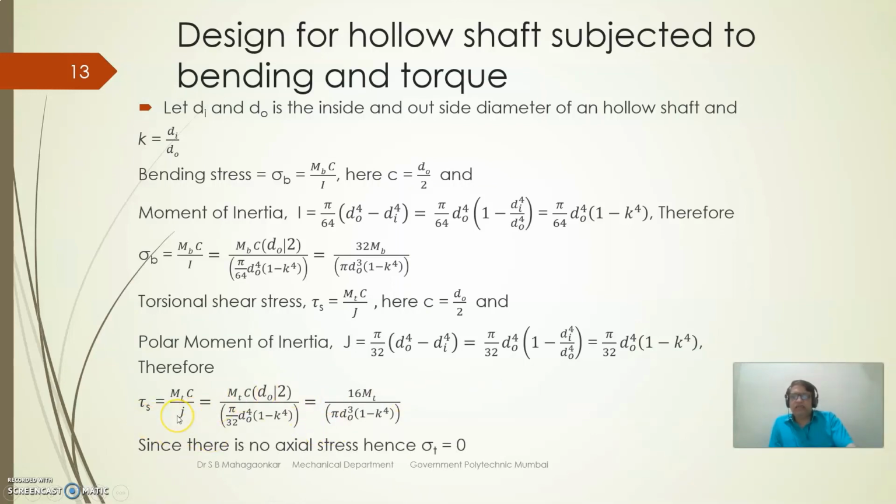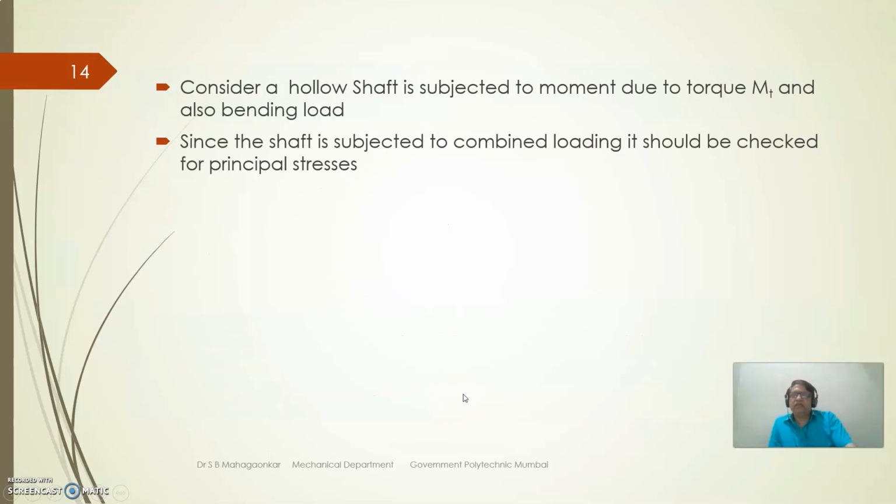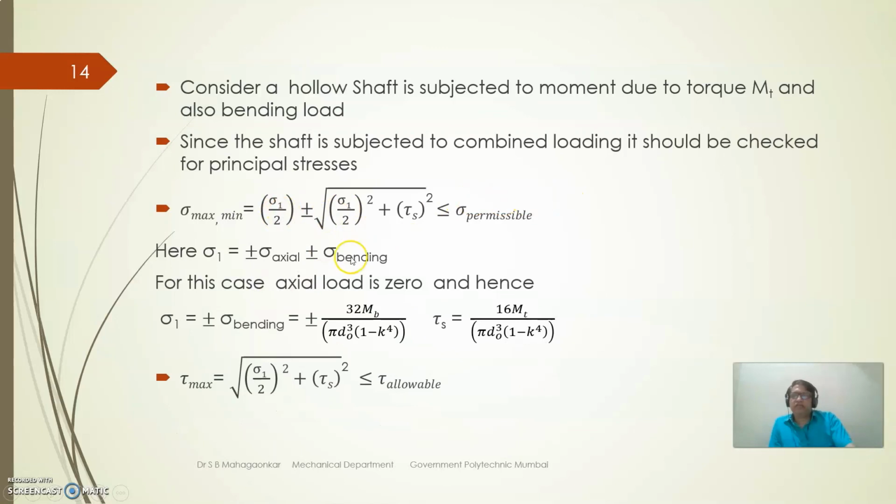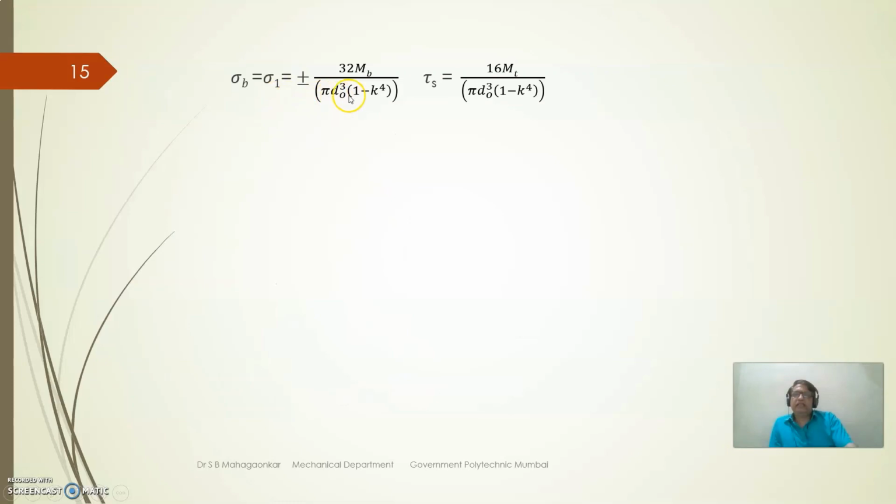So this is for tau s, allowable shear stress. The value you will get is 16 mt upon pi d naught cube into 1 minus k raised to 4. So in the maximum principal stress equation for the hollow shaft, you can put the sigma maximum and minimum values of this. Here the axial stress is 0, bending will be there, and shear will be there. Okay, so you can take pi d naught cube into 1 minus k raised to 4 here, 16 divided by that, 32.